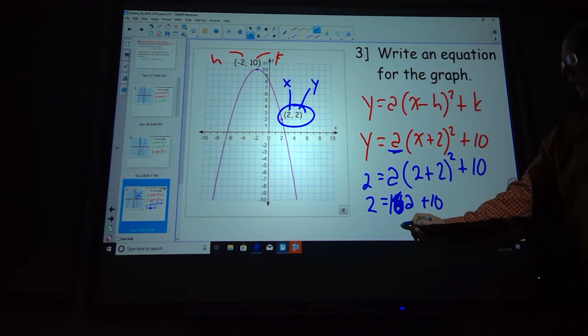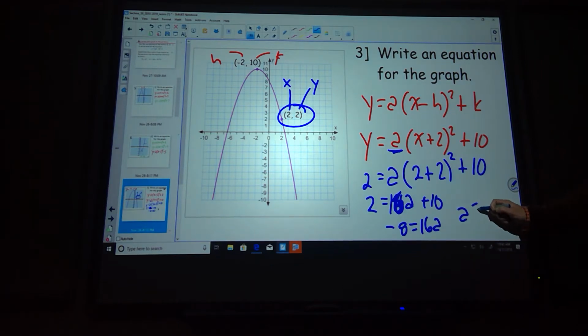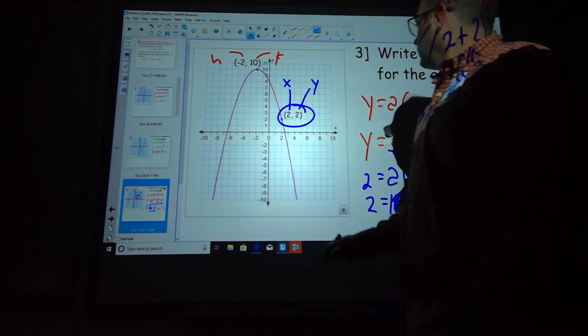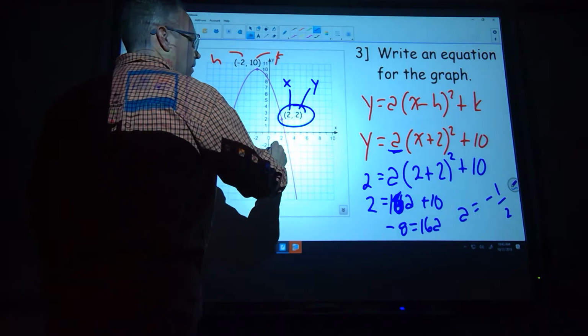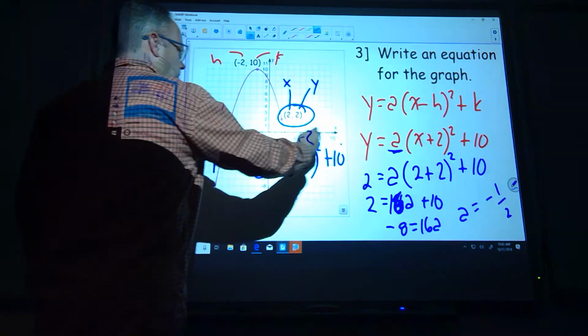All right, subtract 10. So that's −8 = 16a. So A has to equal −1/2, right? Because I divide both sides by 16. All right, so then I have y = −1/2(x + 2)² + 10. That's my equation.